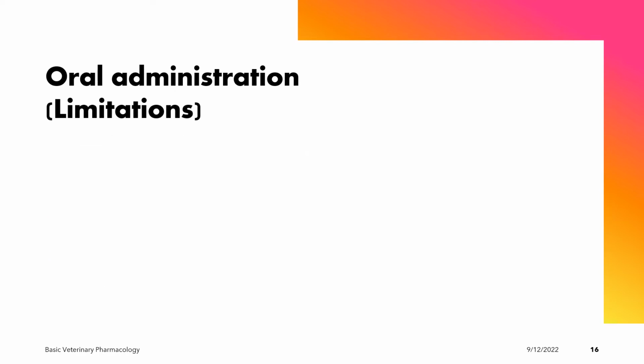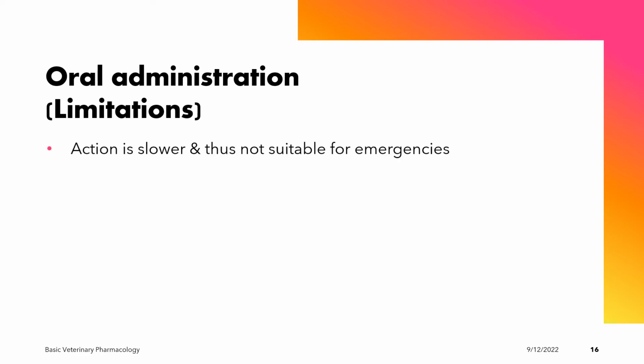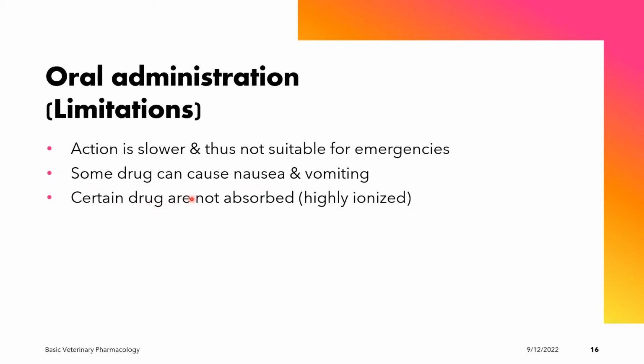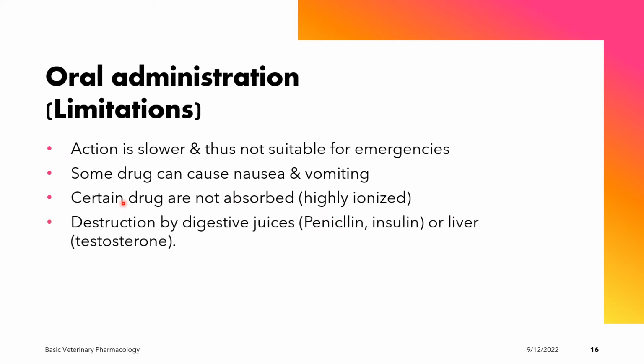These are the limitations of the oral route of drug administration. First, the action of the orally administered drug tends to be slower, and thus it is not suitable for emergency cases. Second, some drugs can cause nausea and vomiting. Certain drugs that are administered orally are also not absorbed because they are highly ionized. Some drugs such as penicillin and insulin can also be destroyed by digestive juices. Hence, their action will not be attained. Testosterone, for example, can also be destroyed in the liver.